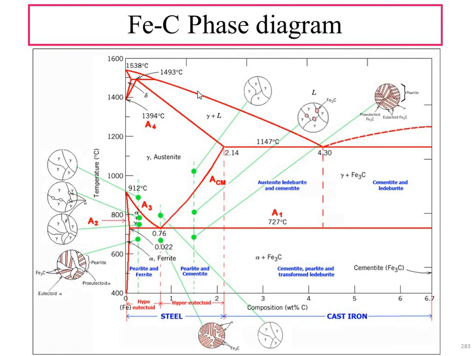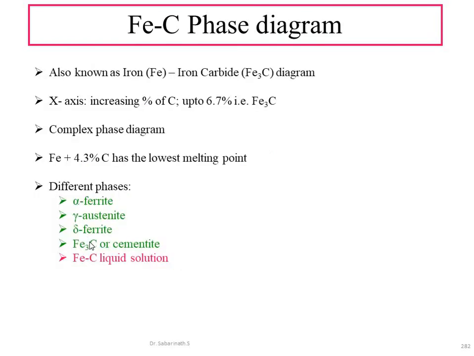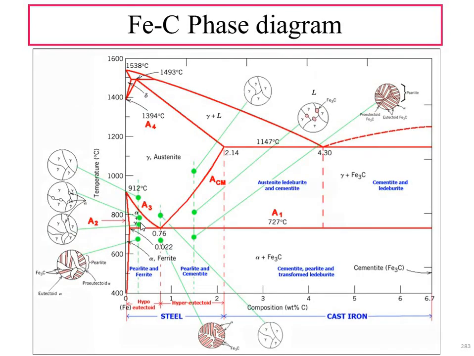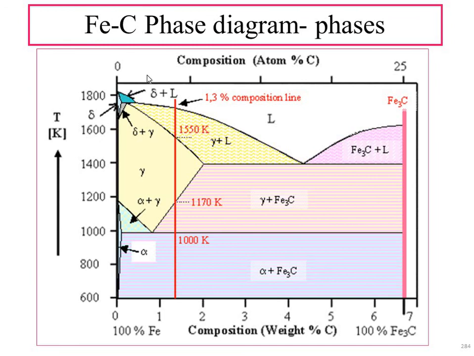Here we can see various phases as we discussed before, in the next slide. These are the various phases. Here we have the delta phase. Here we have the delta plus liquid phase. Throughout here is the liquidus, above which we have liquid. This phase is known as gamma plus liquid phase. Here it is iron carbide plus liquid phase.